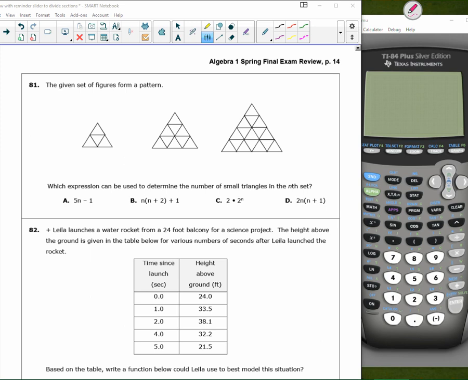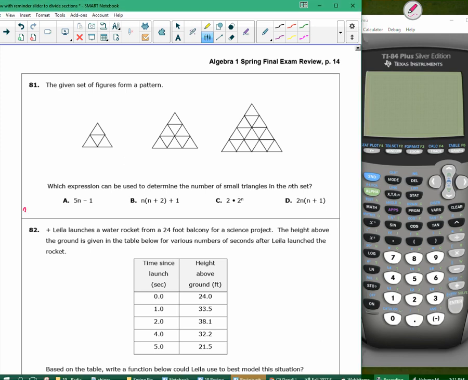All right, last section. 81. Given a set of figures that form a pattern, which expression can be used to determine the number of small triangles in the nth set? So this is a fancy way of saying, what's my equation without an equal sign?